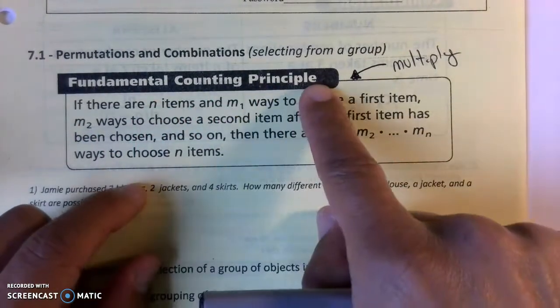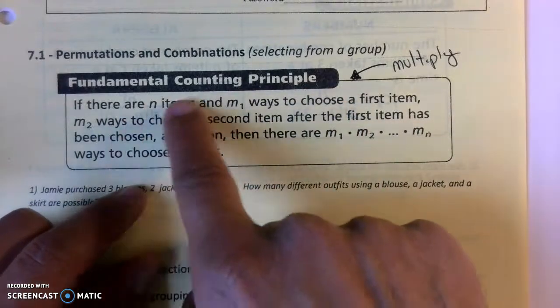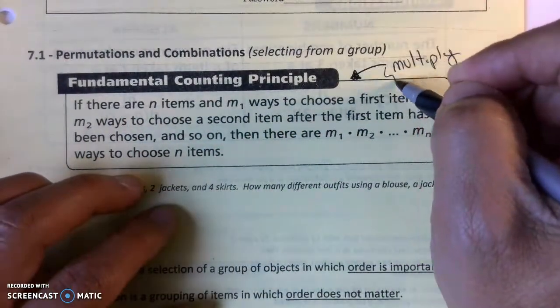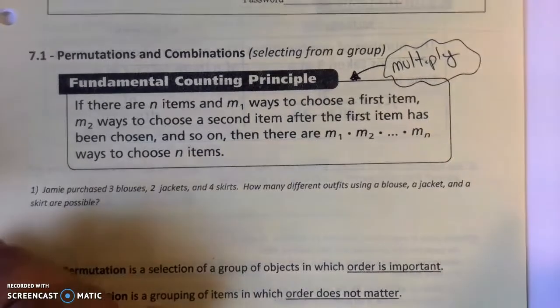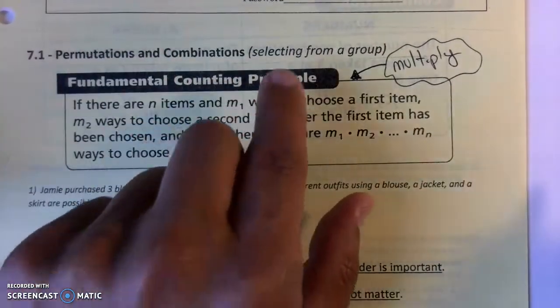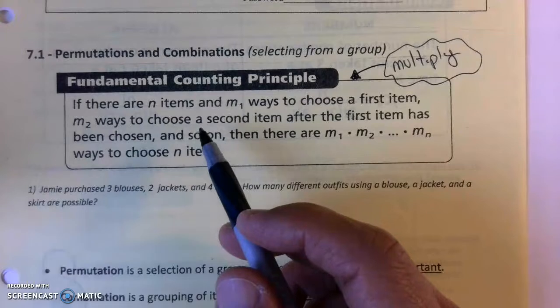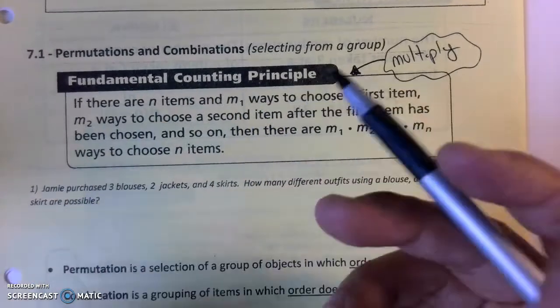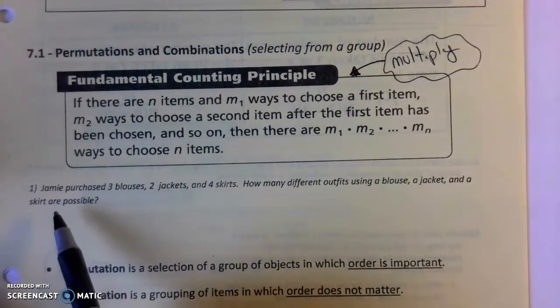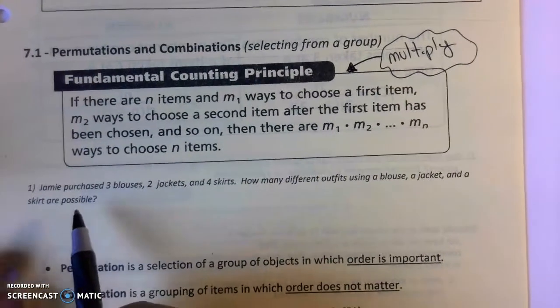There's the fundamental counting principle, which, if you read this, is a bit confusing, but essentially the key ingredient here is you're just going to be multiplying things. And the other main idea is about permutations and combinations, which is selecting from a group. With the fundamental counting principle, there's an example here. This is essentially not necessarily from one group, and we'll explain that when we get to permutation and combination.